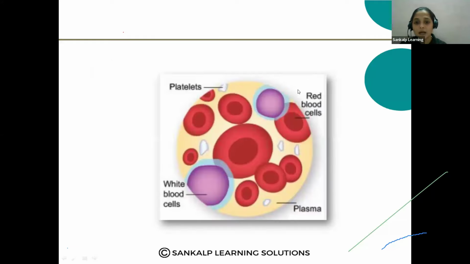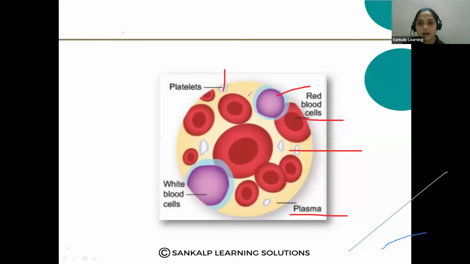Inside the plasma, in this picture you can observe the blood. These are the red blood cells, white blood cells and platelets. All these cells are suspended inside the plasma. Here you can observe the white colored substance, right? That is nothing but plasma. In the plasma, these blood cells are suspended. These white blood cells, red blood cells and platelets are the main components of the blood. Inside the plasma, all these materials are present.